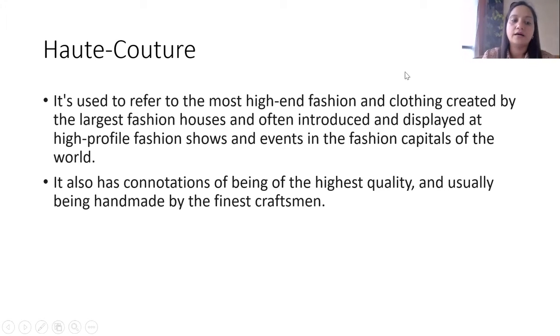Now, it also has, like I have already said, a connotation of being the highest quality, or you can say that it is chosen for the best quality, and it is always handmade by the finest craftsmen of the world.